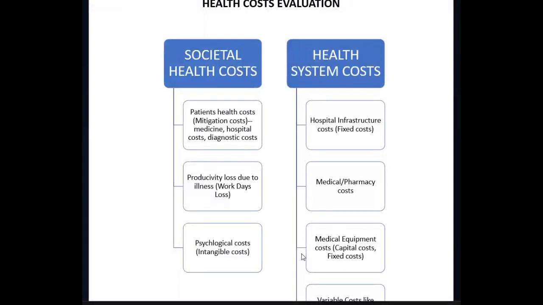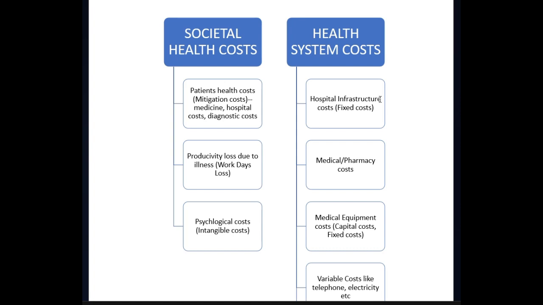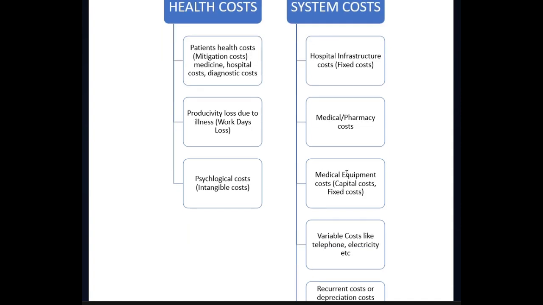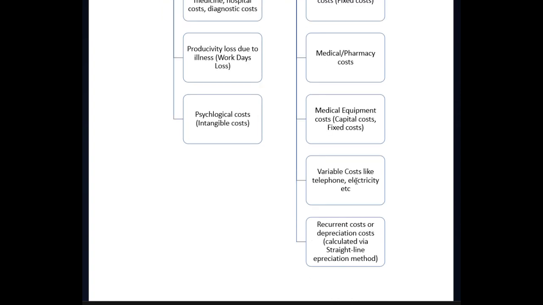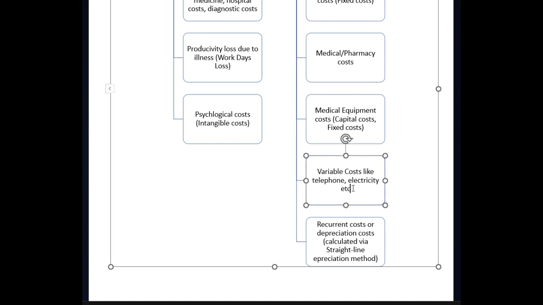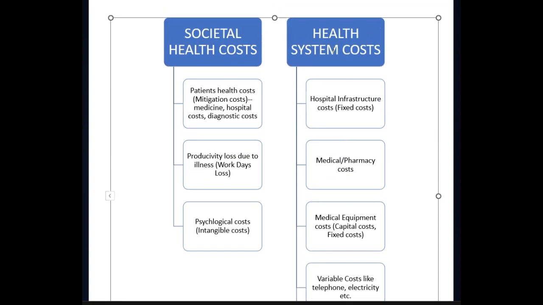Now the second one is health system cost. So in health system costing, there is hospital infrastructural cost, which is also known as fixed costs, medical or pharmacy cost, and medical equipment cost like capital cost, which can also be fixed costs like X-ray machines or CT scan machines. There are also variable costs like telephone, electricity, and other bills, which vary with day-to-day usage. And fifth is recurrent costs or depreciation cost, which is calculated via the straight line depreciation method, right?